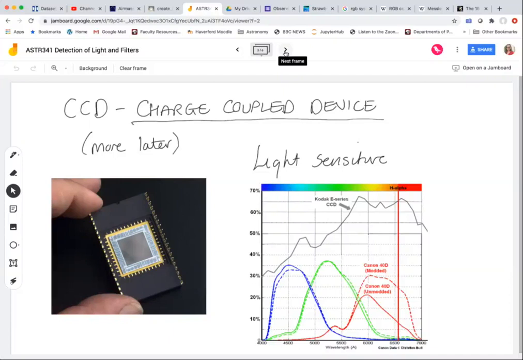So we use this type of camera called a charge coupled device, or CCD camera. They're very broadly light sensitive. They're actually sensitive to near infrared right through to ultraviolet. And so if you just take an image with a CCD, you just get a monochrome image with a very broad sensitivity.